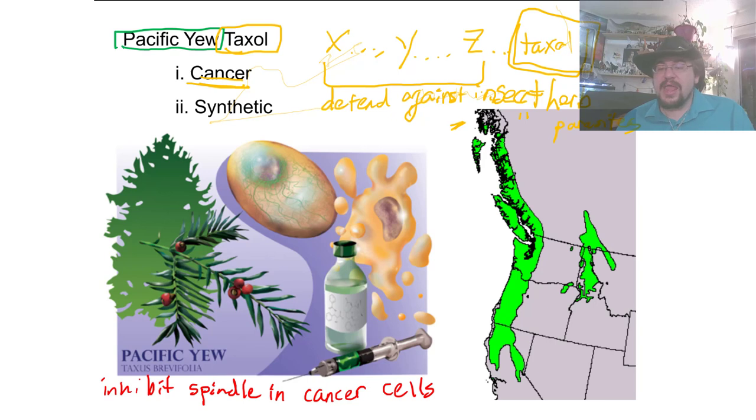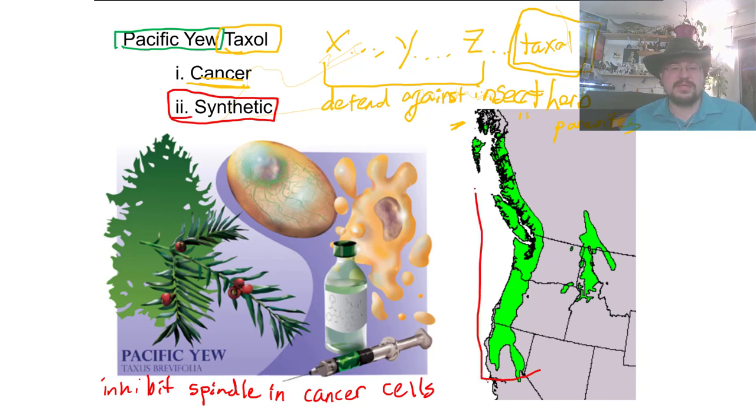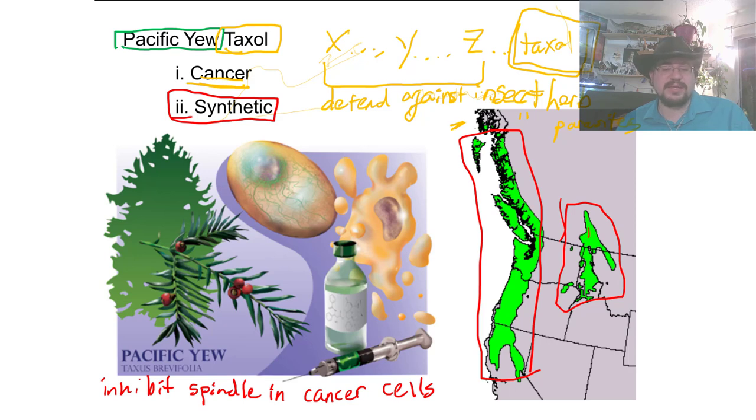In fact, humans liked Taxol so much because it could treat cancer so effectively that the Pacific yew was nearly driven to extinction. Right? In fact, it would have gone extinct if it weren't for the fact that some scientists figured out how to create synthetic Taxol in the lab. So the Pacific yew is recovering because we are now able to make Taxol in a lab. So this is the modern range of the Pacific yew. Pretty sad, actually. Used to have a much larger range, but you never underestimate a person's desire not to die of cancer.